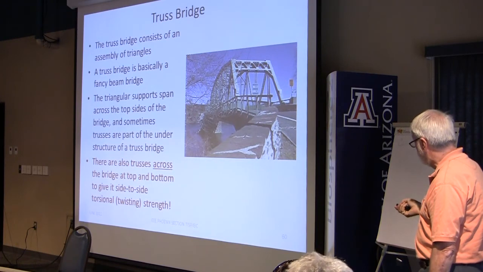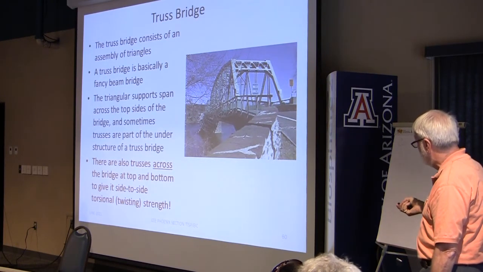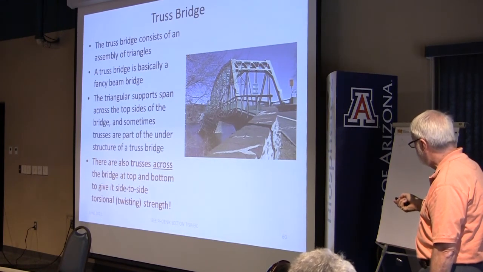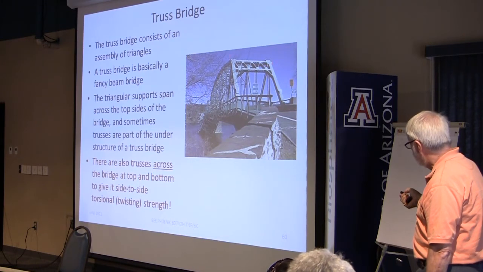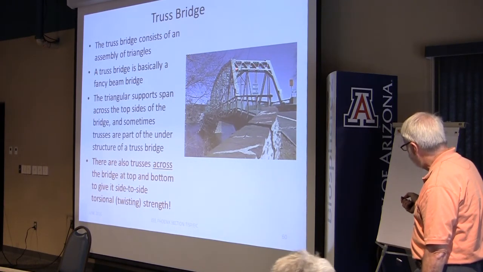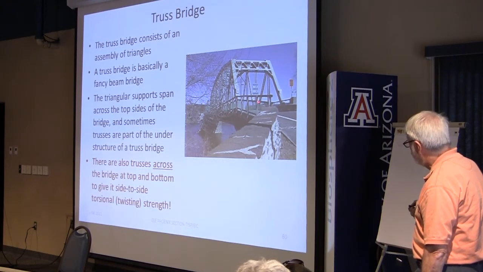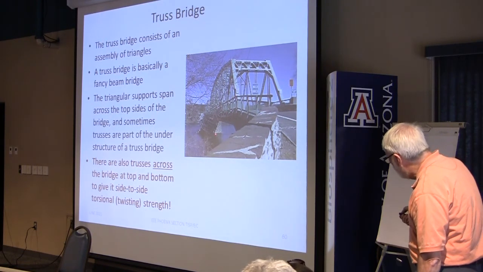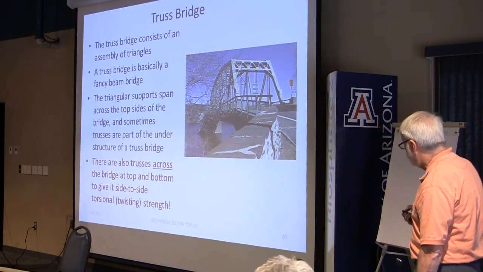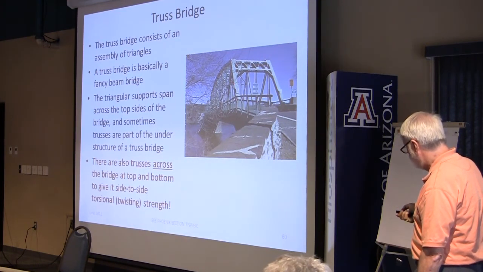Here's a typical bridge from the early part of the 20th century. They're still building them like this. You can see all of the truss work here in the top and along the sides. What basically is a beam bridge with truss work. Can't tell whether there's truss work underneath it or not, but you can see it here on the sides and the top. Note the last bullet.